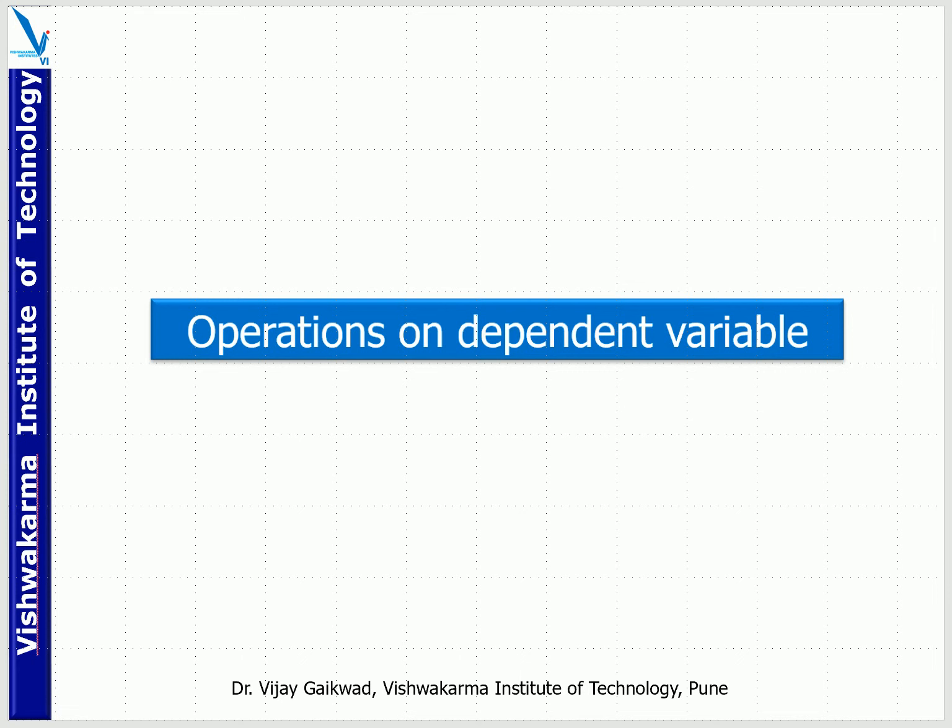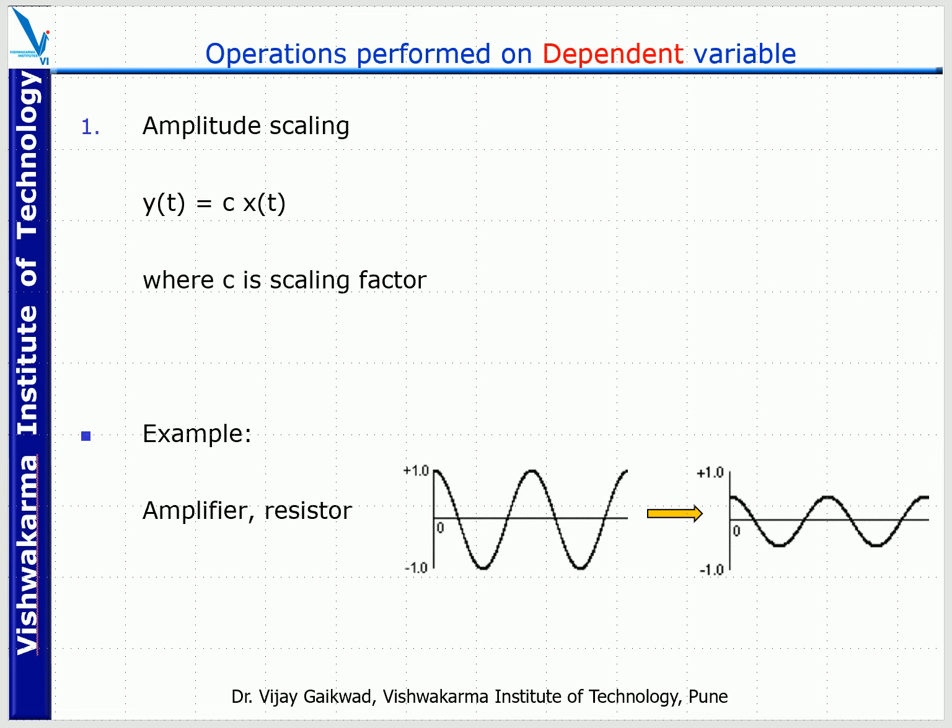Remember, here we consider dependent variable as amplitude, and so whenever we talk about operations on dependent variable, we talk about the amplitude. So first of all, amplitude scaling. This operation can be characterized by this equation: y of t is equal to c into x of t, where c is a scaling factor and x of t is the original signal.